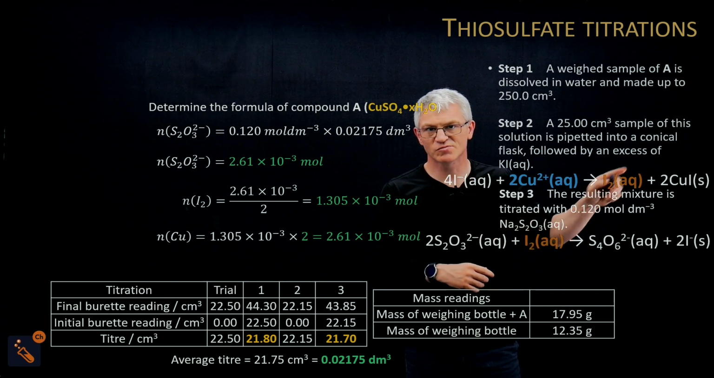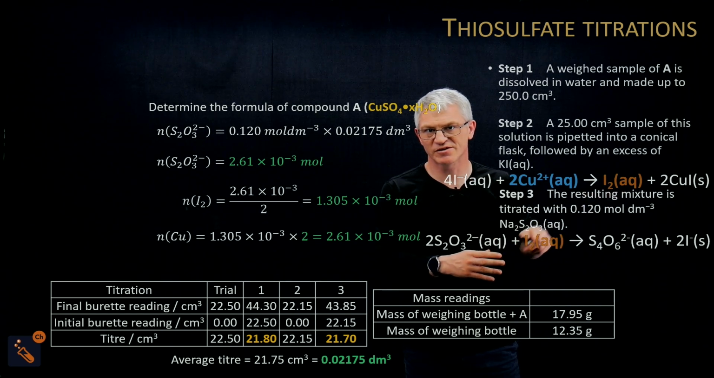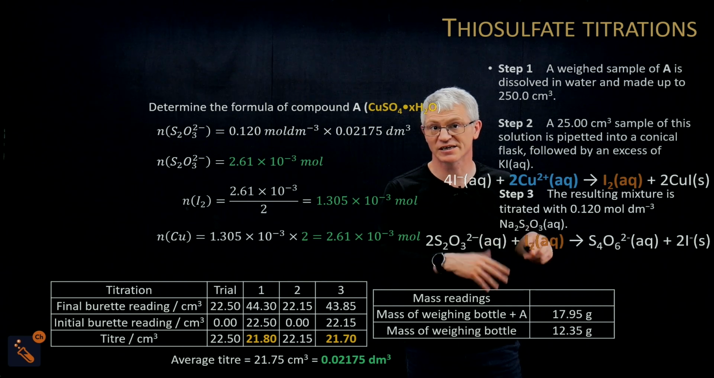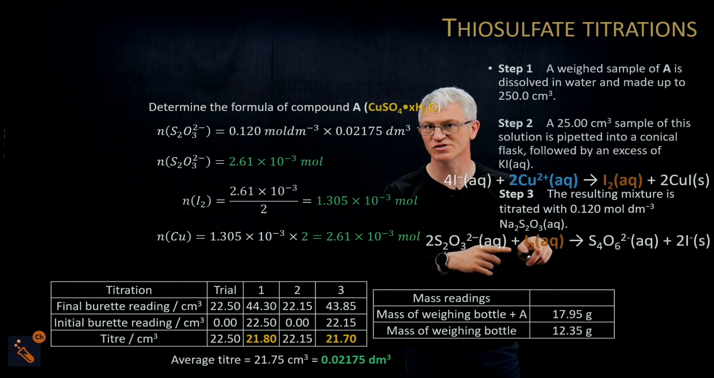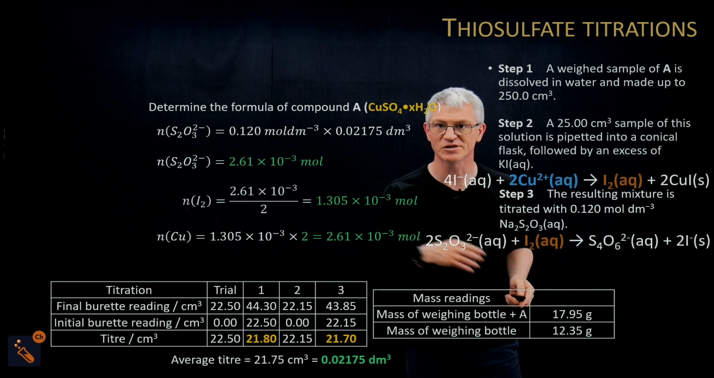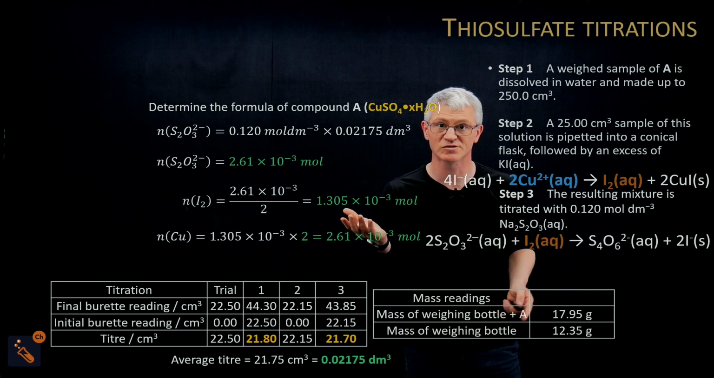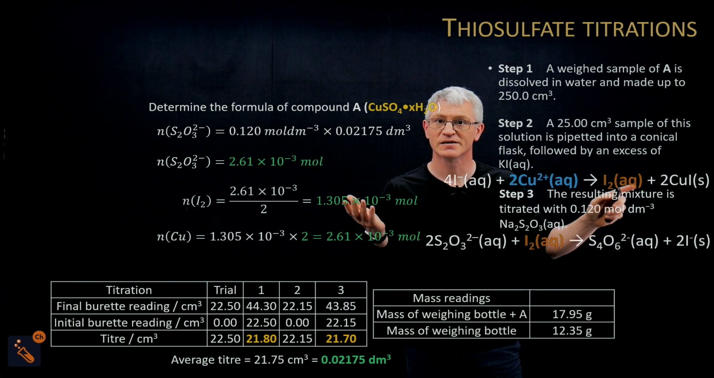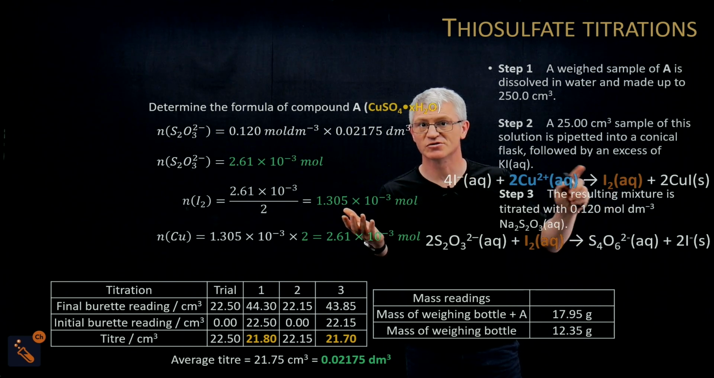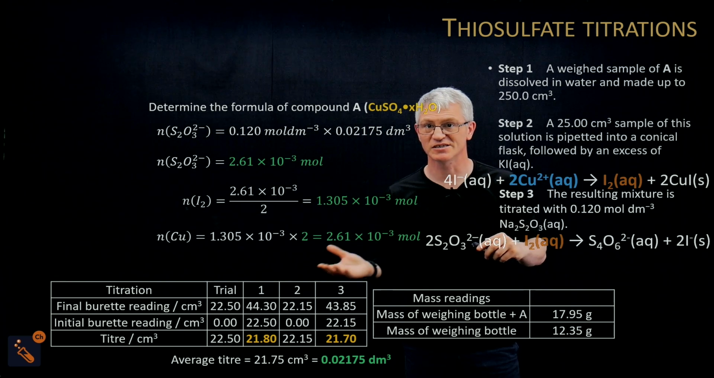Now depending on what numbers are here, you don't change that amount of your iodine. In this case it's nice because the iodine is 1 here and 1 here. But if it was 2 here, you still wouldn't change that amount of iodine. The iodine is still going to be 1.305 times 10 to the minus 3 here. Now, from that point, to get back to the copper, you times it by 2 again, which takes it back to the original number.